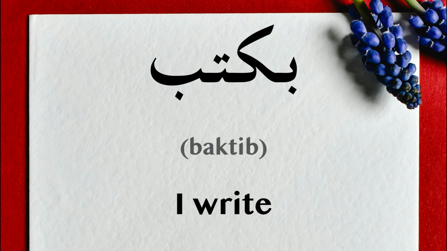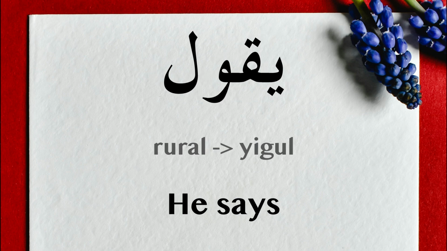Levant dialects also use the prefix be for present tense. So for instance, if you want to say I write, you would say بكتب. In Bedouin-influenced rural areas, this is less common. For instance, for the phrase he says, you would hear يقول instead of بيقول.